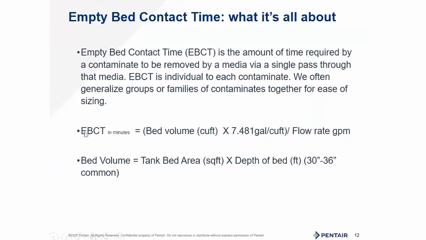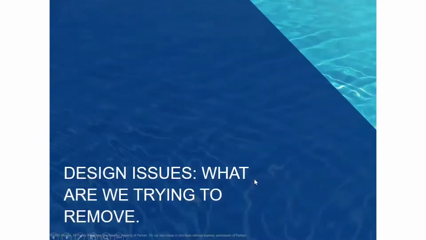Okay, so this way, if we have the empty bed contact time for a contaminant, and if we have the flow rate that we need by our customer, we can solve for the bed volume. If we have a specific bed volume already, we can determine the flow rate in a single pass that will remove 99.9% of that contaminant because we have those numbers. So basically what we're trying to do is get you to the point where we're going to design around empty bed contact time. It gets us the result we need in a single pass.